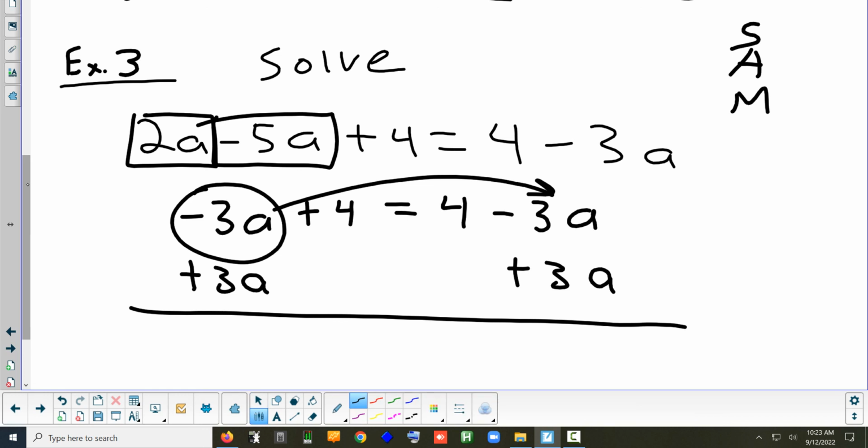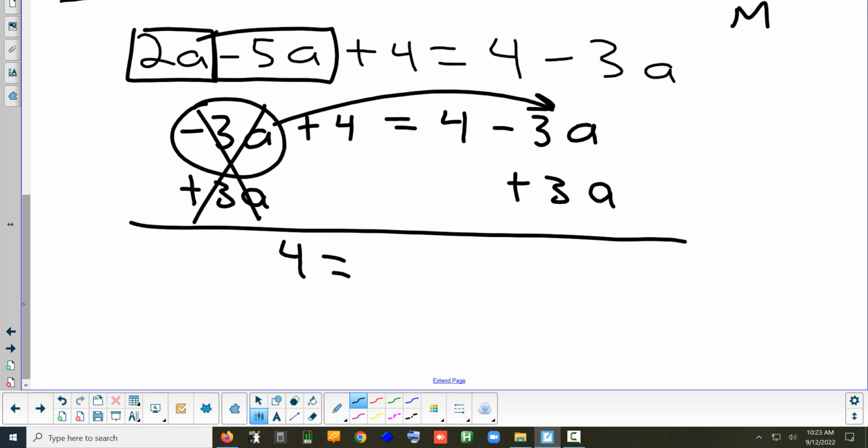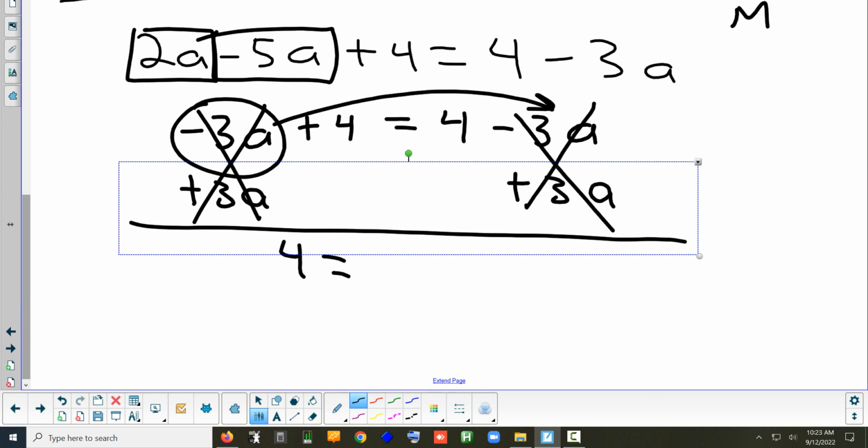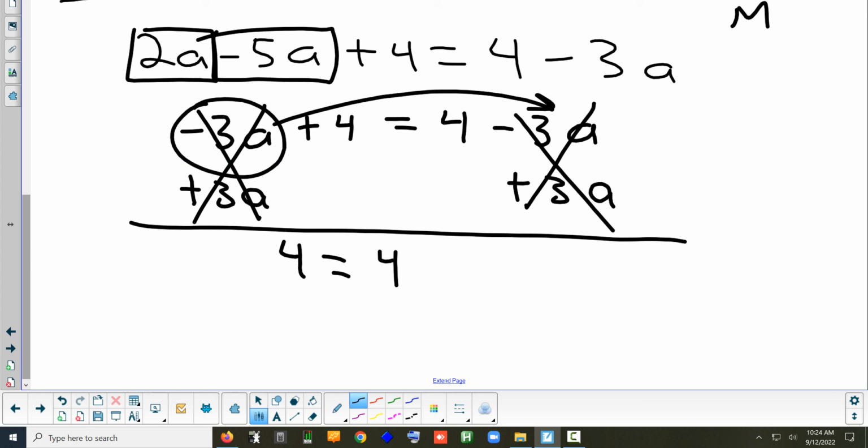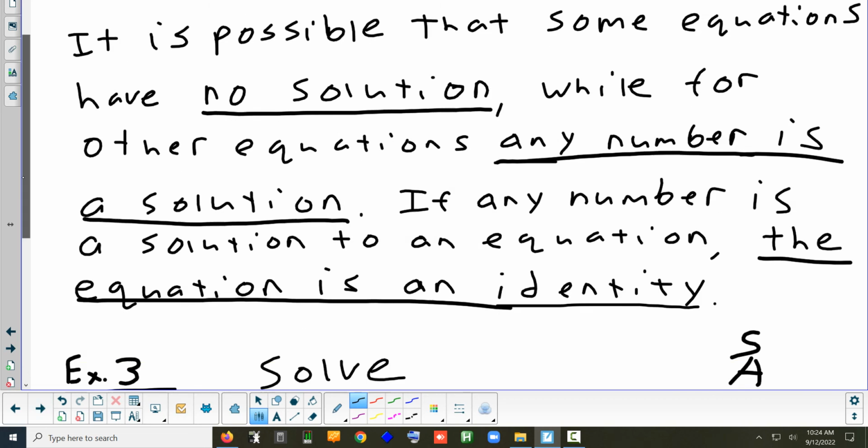Now watch what happens here. Finnegan, what's negative 3a plus 3a? 0. So all I have on the left is 4. How about Abby? What's negative 3a plus 3a? 0. Well, that's never happened. All variables just disappeared from the problem. When all the variables disappear, we're done. We have one of two special things that just happened. We either have no solution to this, or any number is a solution.